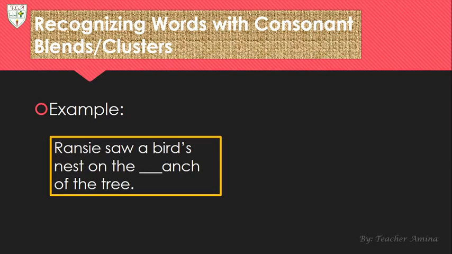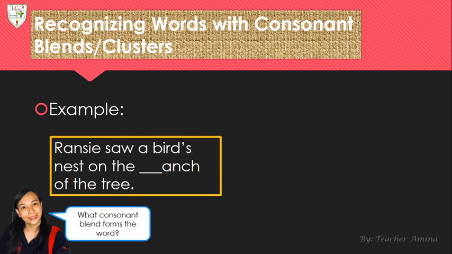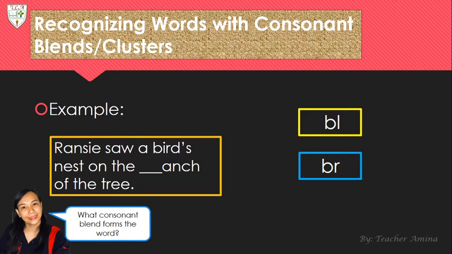So an example: Nancy saw a bird's nest on the blank branch of the tree. What consonant blend forms the word? Is it bl, blanch, br, branch, or is it pr, pranch? Okay, very good. The answer is br, branch. So that is, Nancy saw a bird's nest on the branch of the tree.